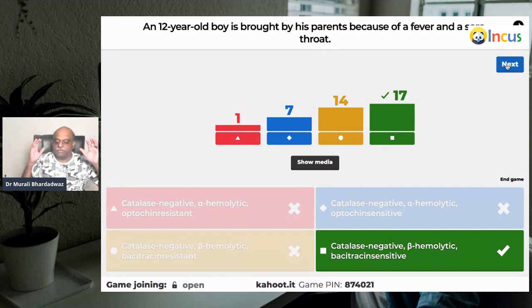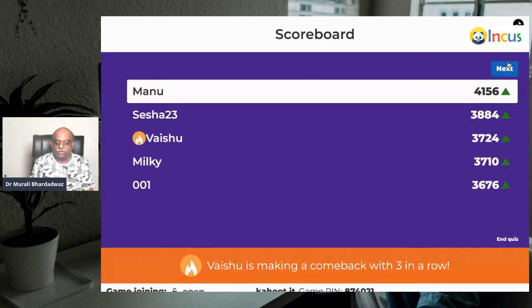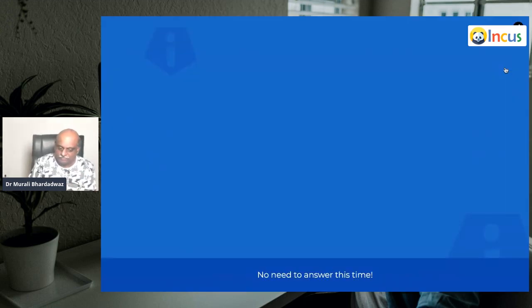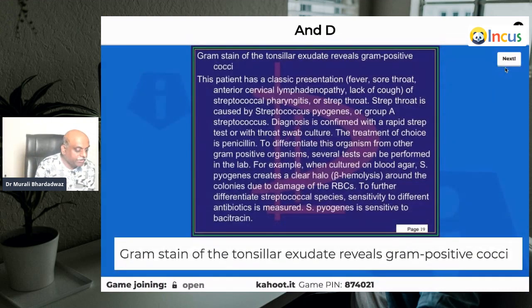Very good. Catalase negative, beta hemolytic, bacitracin sensitive organism. Wow. Manu is on the top. Sesha followed by Vaishyu. Very good. So you need to be doubly sure, doctor. Oh, you're on the website? Oh, then it should not be a problem.